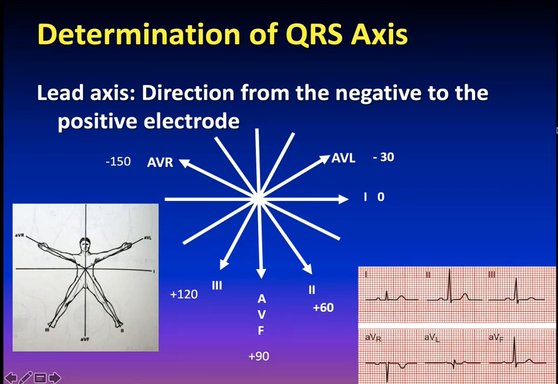Next, this is my example. I'm going to plot this ECG. Lead 1 is upright, lead 2 is upright, lead 3 is upright, aVR and aVL are negative, no, and aVF is upright.